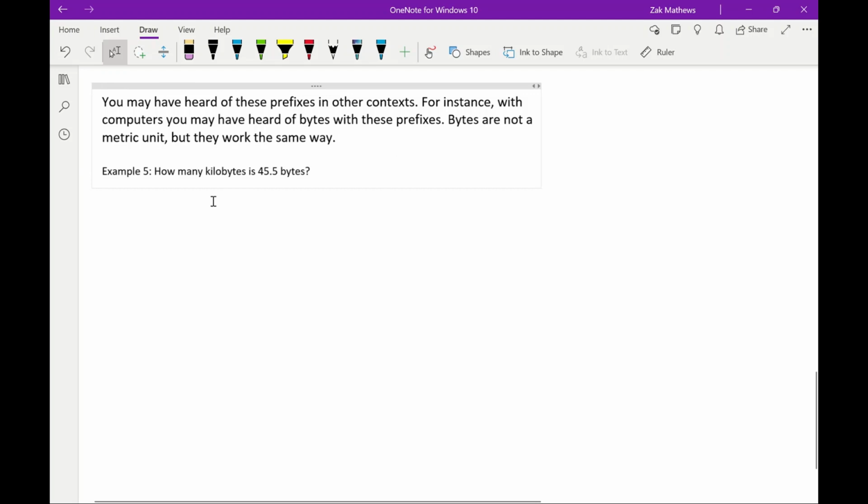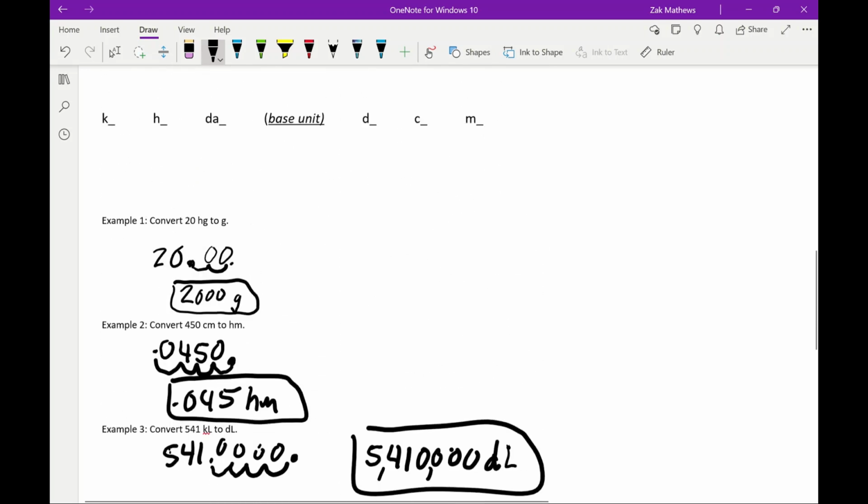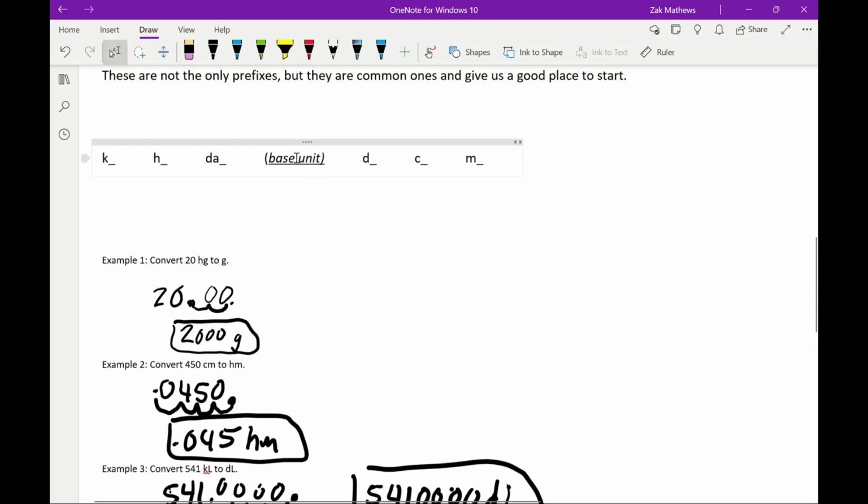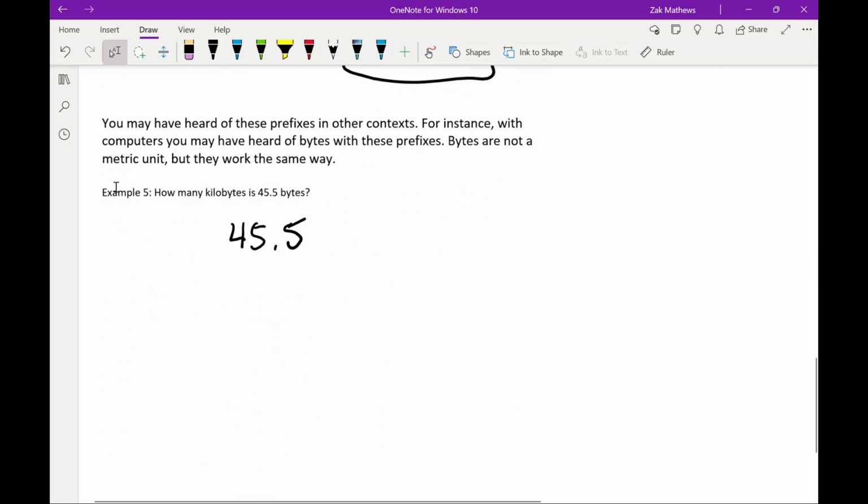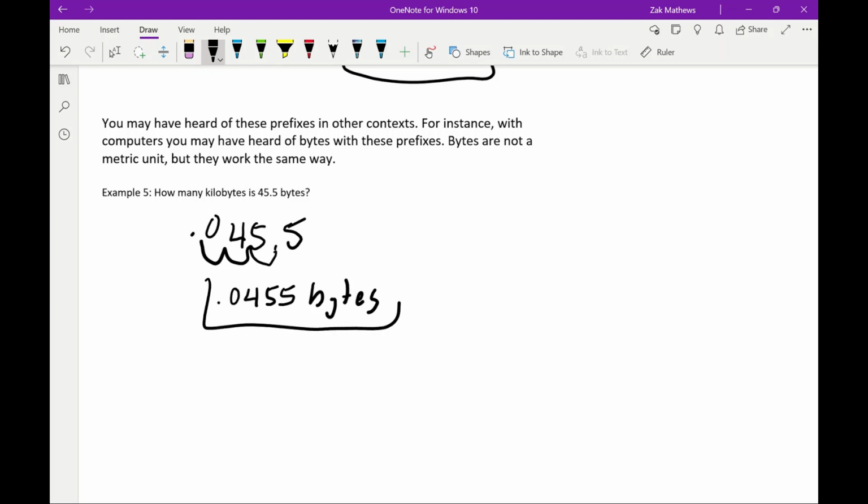So let's take an example. How many kilobytes is 45.5 bytes? So we're starting with the 45.5. Even though, again, it's not a metric unit, our base unit is a byte. And so to get to kilo, we have to go 1, 2, 3 units to the left. So I'm going to pick up that decimal. I'm going to go 1, 2, 3 units to the left. I'd insert the 0. 0.0455 kilobytes. And that would be my answer.